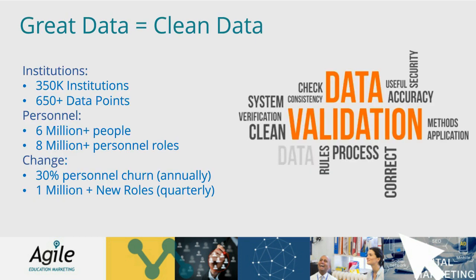So when we're doing all this, it affects our universe, our data set. We have over 350,000 institutions. For those institutions, they carry over 650 data points. This is why we review 1,400 files to get you those data points, why we make over 800,000 phone calls to make sure we're getting you the right information, in particular the personnel. We have over 6 million active personnel on file and over 8 million different personnel roles. All this is constantly evolving and changing. Just for personnel, we see over a 30% churn every year, which is incredibly consistent with data in general.